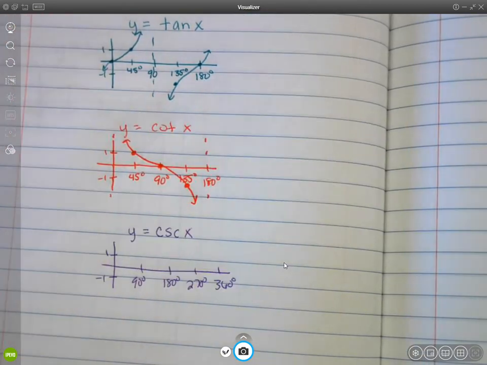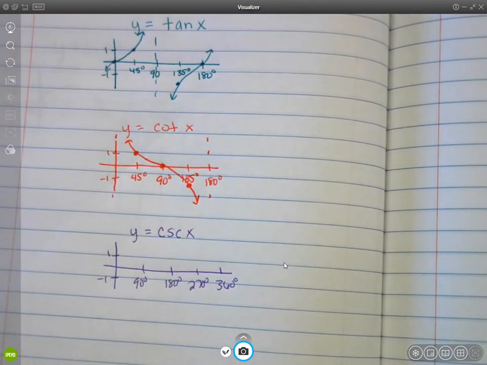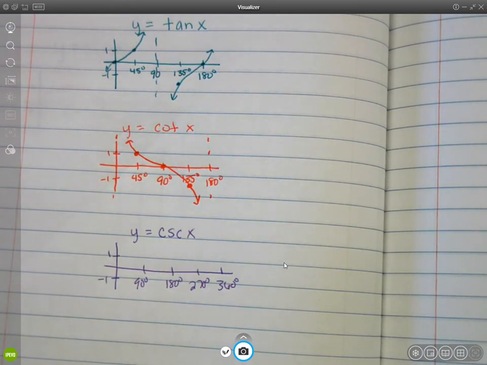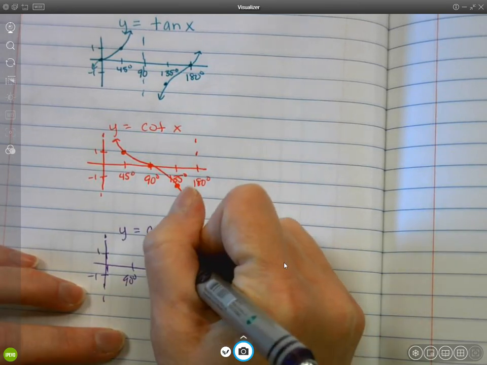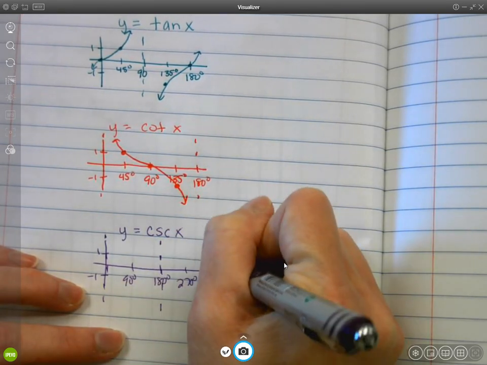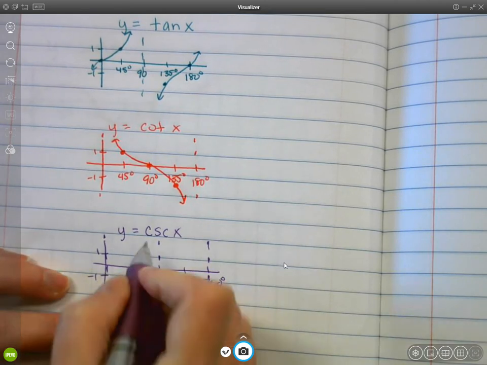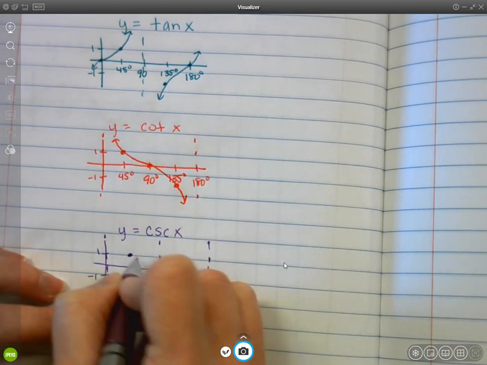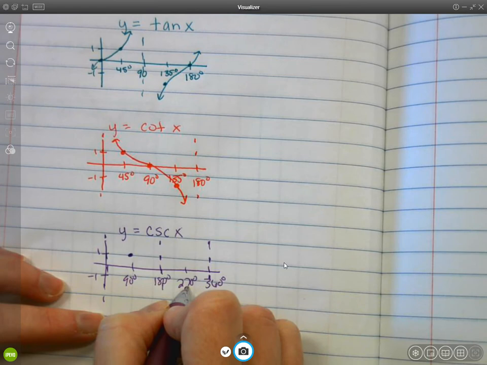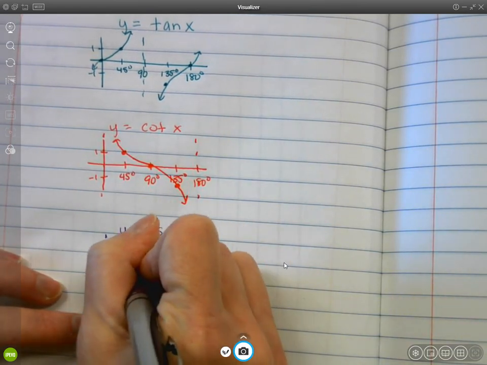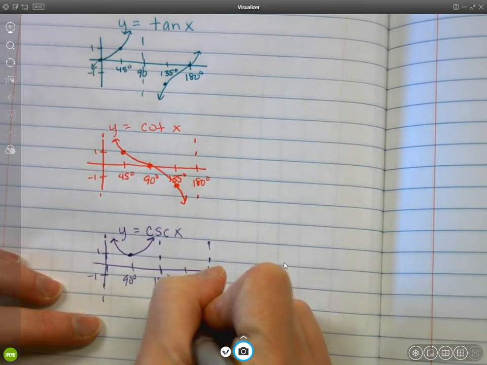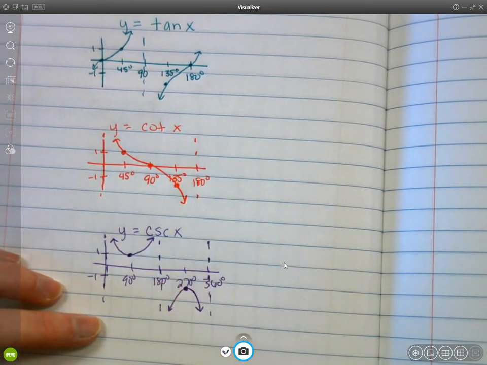Alright, so cosecant is the reciprocal of sine. So that means that it has asymptotes where sine is 0. So at 0 and 180. So we have asymptotes here, here, and here. We know that at 90 it's 1 because sine is, and that's all I need you to know, is that it's 1 at 90, negative 1 at 270, and that it makes a U in both of those spots.